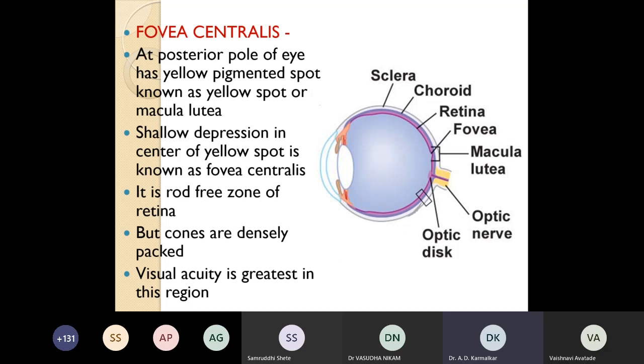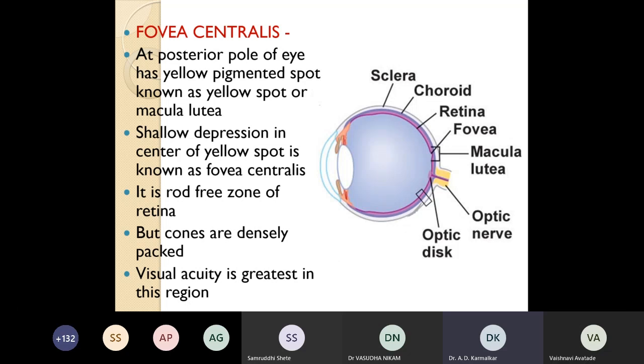What is the fovea centralis? It is at the posterior pole of the eyeball, a yellow pigmented spot, also called the yellow spot or macula lutea. The depression in the macula lutea is called the fovea centralis. This fovea centralis is free of rods. Only cones are present, densely packed, and as we know, cones have greater visual activity. So this region has greater visual activity.